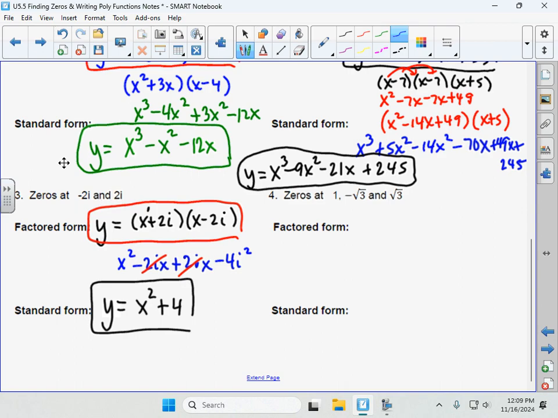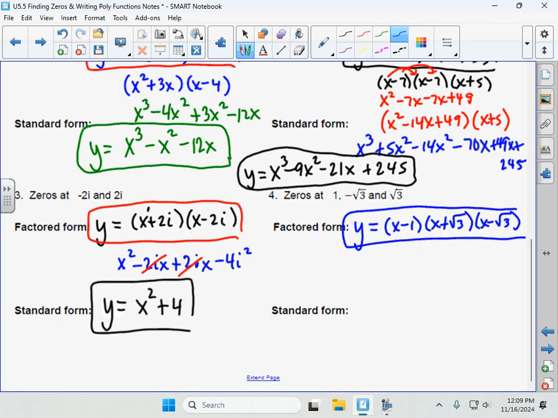Factored form would be (x minus 1)(x plus root 3)(x minus root 3). All right, so that's fine just like that. Those are linear factors. Then we're going to go ahead and multiply these together. Now, what I would do anytime you have imaginary or radicals as zeros, multiply those two together first. And if you do it correctly, all your radicals, or the i's, will cancel out.